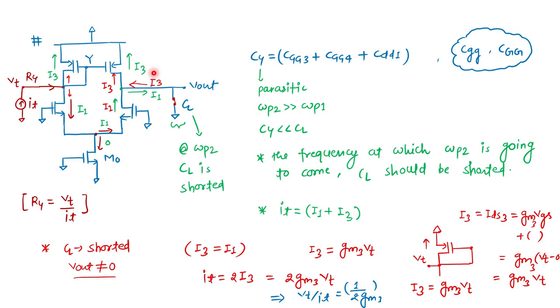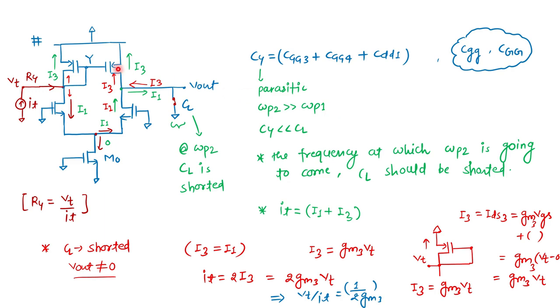Now we will see the pole calculation here due to this CY node. The CY has the capacitance CGG3 plus CGG4 plus CGD1, which we have already seen. Sometimes I have used a small CG and sometimes a capital G, but it is nothing but a gate capacitance only. Parasitic caps, as we expect, mean that omega P2 should be much greater than omega P1.